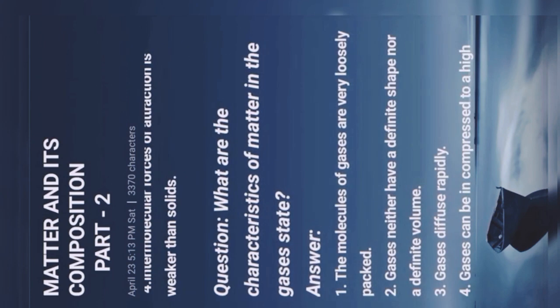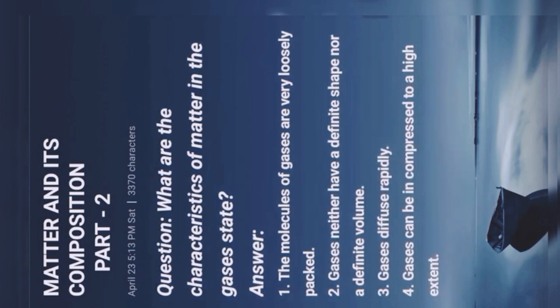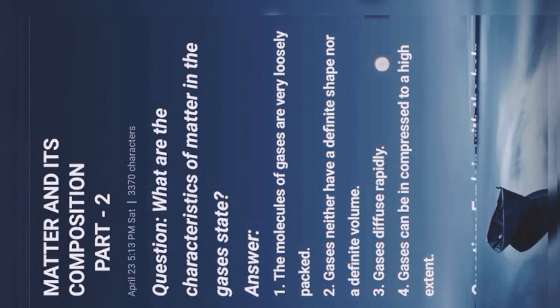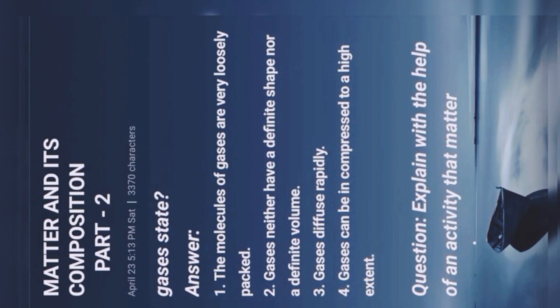Next question type, what are the characteristics of matter in the gaseous state? Point number 1: the molecules of gases are very loosely packed. Point number 2: gases have neither a definite shape nor a definite volume. Point number 3: gases diffuse rapidly. Point number 4: gases can be compressed to a higher extent.